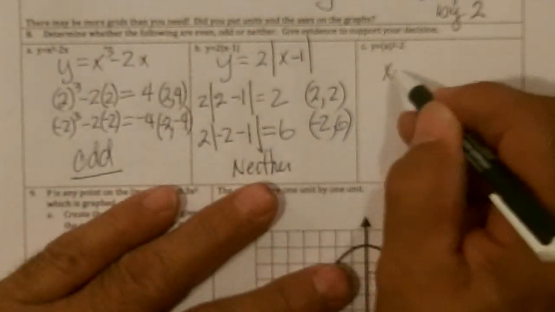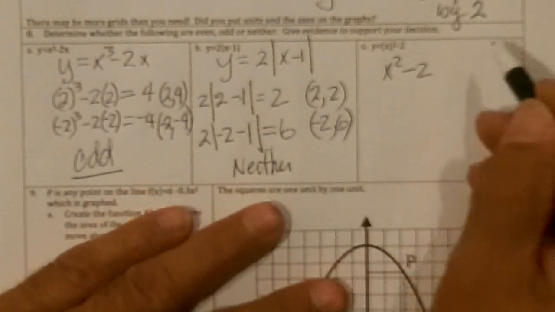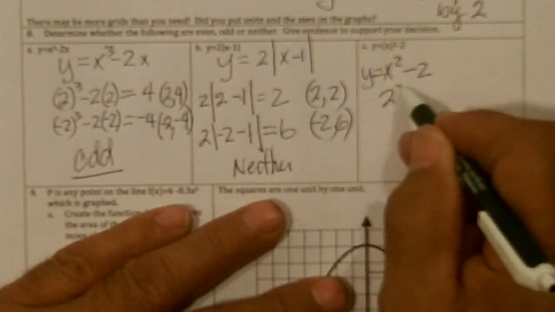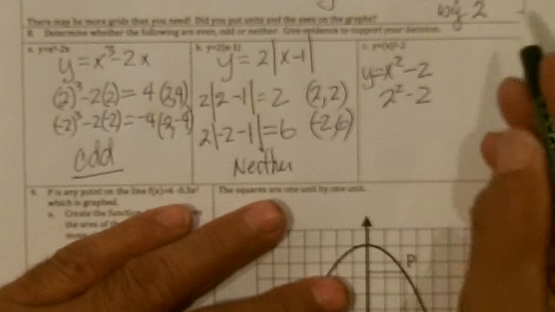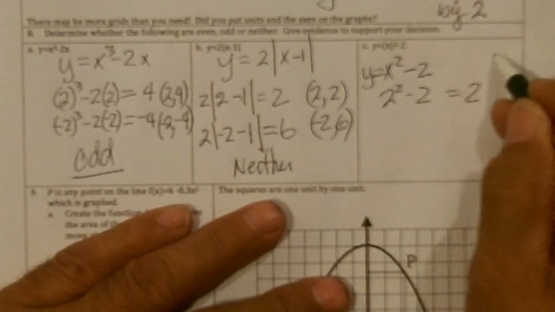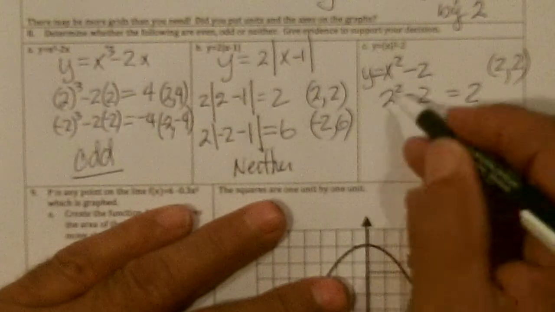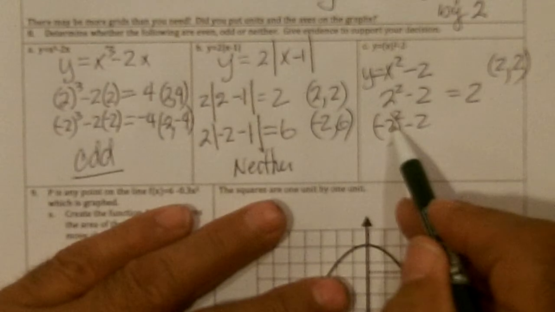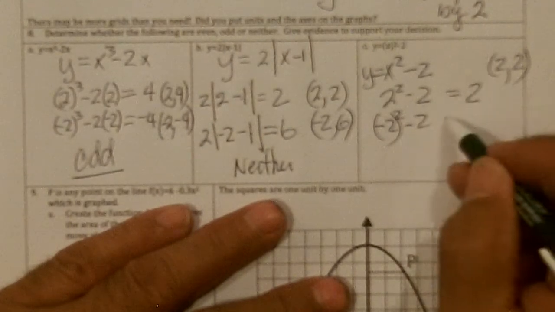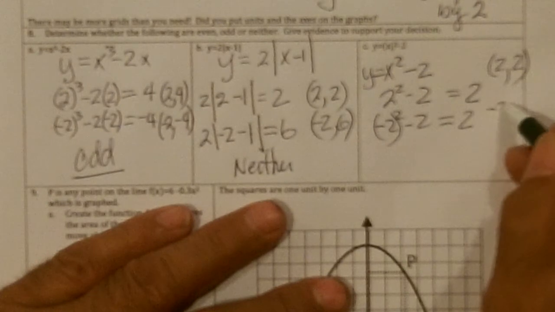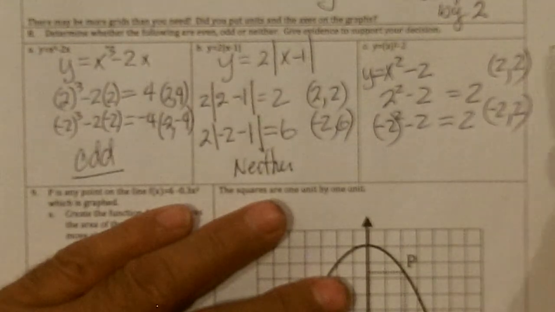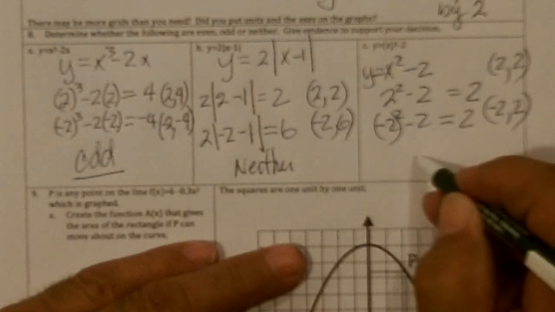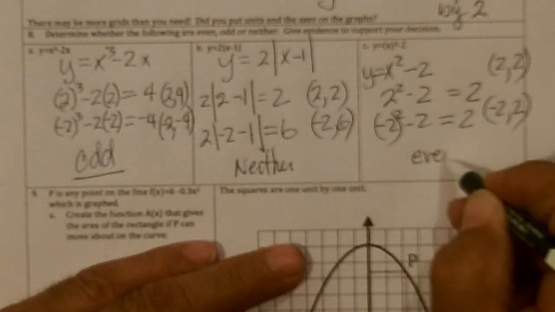This one, x squared minus 2. If we put in 2, we get 2 squared minus 2. 4 minus 2 is 2. So we put in 2 and got 2. Now we'll put in -2. -2 times -2 is +4, minus 2 is 2. So we put in -2 and also got 2. Got the same number out for the plus and minus, and so this one is even. That's what an even looks like.